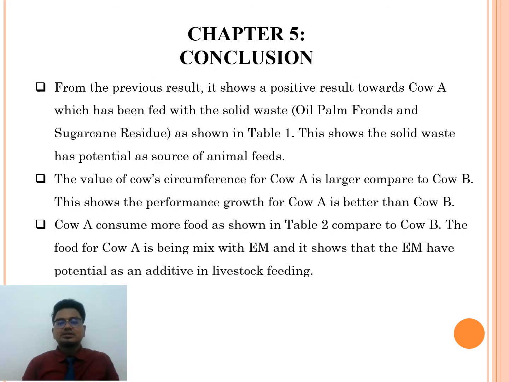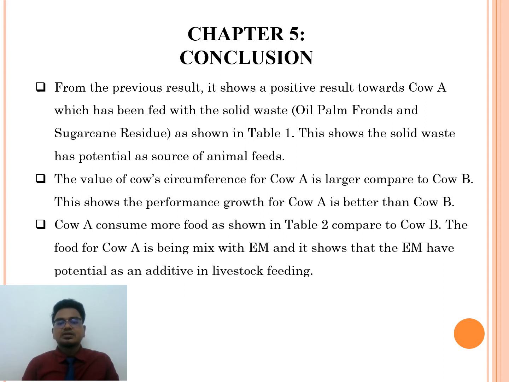The last chapter is Chapter 5, which is conclusion. From the previous result, it shows a positive result towards cow A, which has been fed with the solid waste, which is oil palm fronds and sugarcane residue, as shown in Table 1. This shows the solid waste has potential as a source of animal feeds. Next, the value of cow circumference for cow A is larger compared to cow B. This shows the performance growth for cow A is better than cow B.